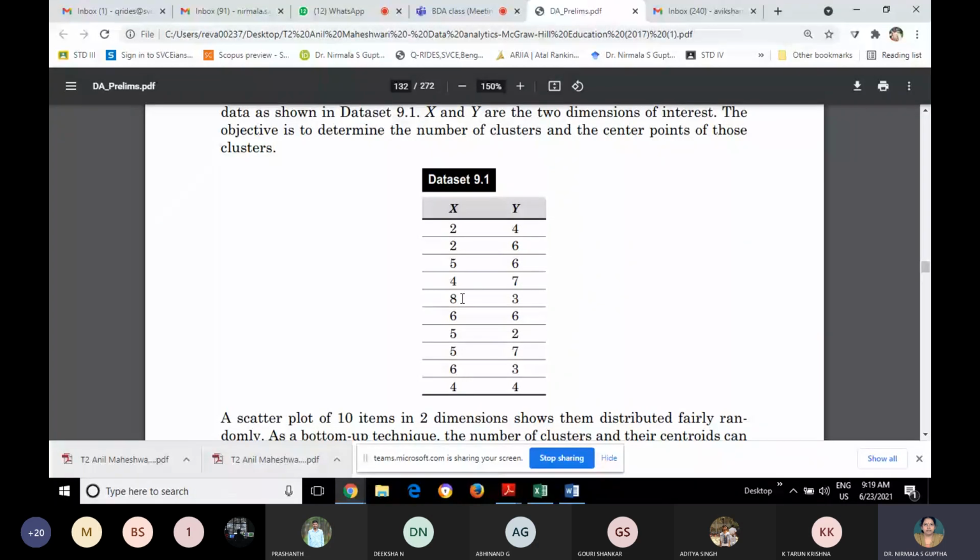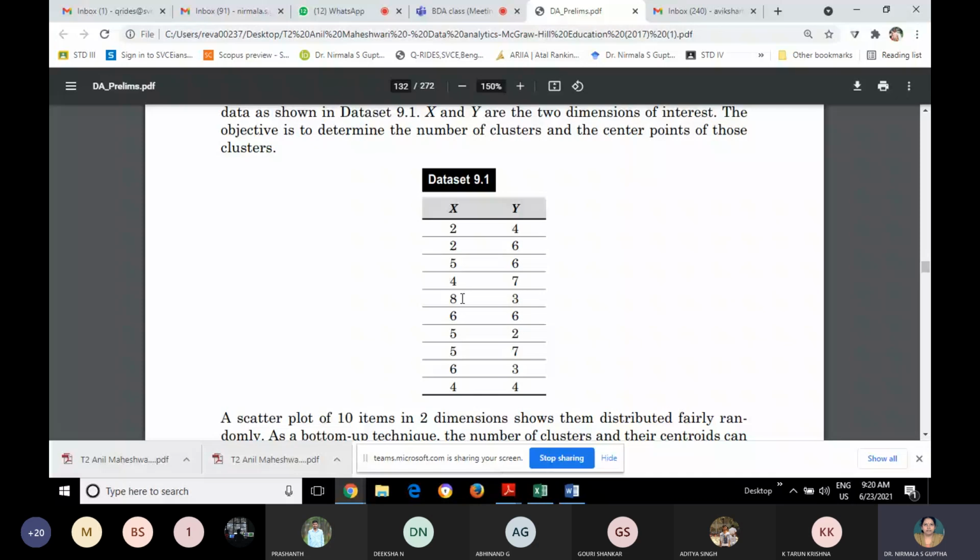What is the objective of this particular scenario? The main objective is for us to identify and determine the number of clusters for this particular given data set. And we need to find out the center points of those clusters. So we need to determine the number of clusters and the center points of those clusters.